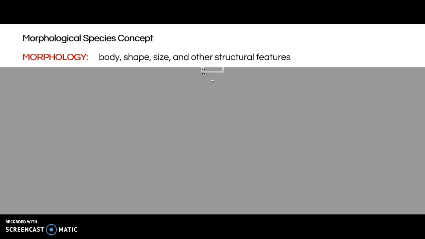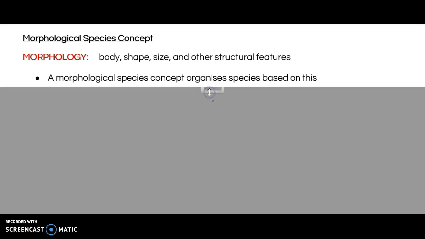All right, so our first concept is the morphological species concept. So it's important for you to understand, well, what is morphology? Morphology is a whole area of science, biology, where we're basically looking at differences in the body, the shape, the size, and other structural features of organisms. So that is how we're going to be classifying these organisms based on the shape of their body, their type of body, their size, and maybe some colorations and so on. So a morphological species concept is going to organize species based on these features.